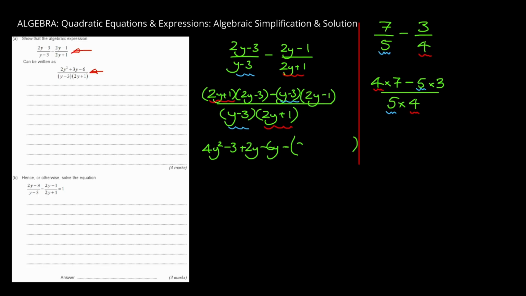y times 2y is 2y squared. Negative 3 times negative 1 is positive 3. And this first underneath multiplication is negative 6y. And this second one is negative y. And that is all over our unchanged denominator of y minus 3, 2y plus 1.